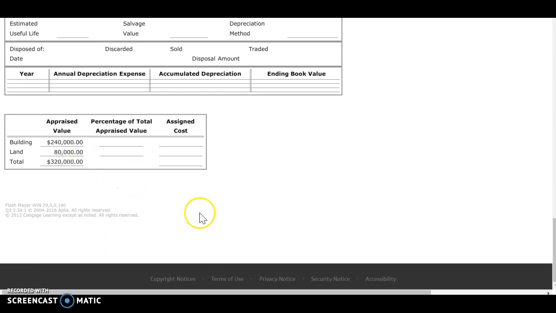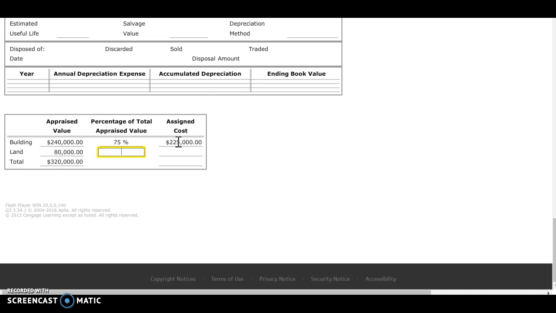Remember, we paid $300,000, so we got it for a cheaper price than the appraised value. So now we need to figure out the percentage of total appraised value. So we're going to take the appraised value, 240, divided by the total appraised value, 320,000. That gives us 75%. So to get the assigned cost, we're going to take 75% times how much we paid, which was $300,000. So that tells us that we're going to assign the building cost to be $225,000.